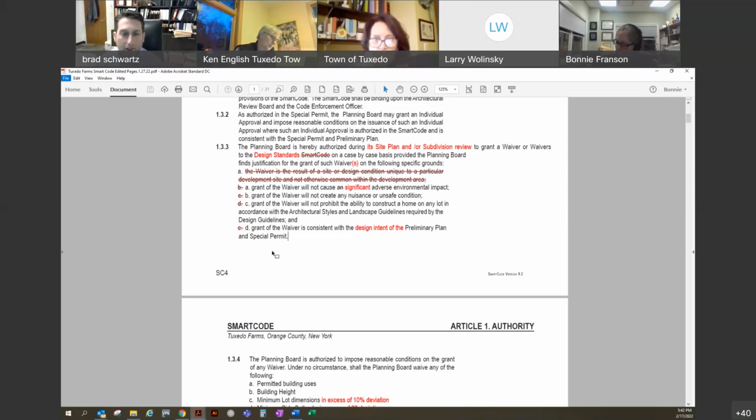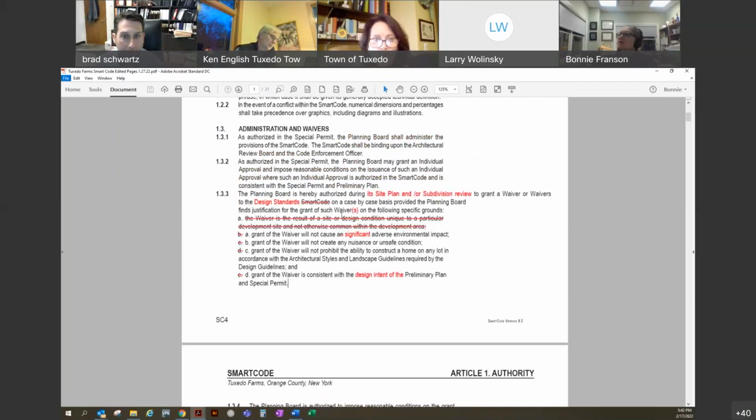Bonnie, if we're taking that out, can we go back to the first sentence in 133? Not sure why. Site plans. Well, no, that's fine, but to the design standards as opposed to the SmartCode, I'd like an explanation why that was changed. I thought the design standards are more encompassing. It includes the architectural, includes the landscape, and includes everything.